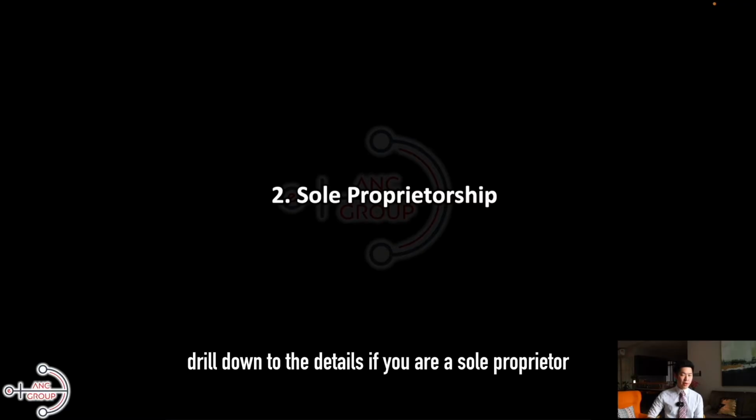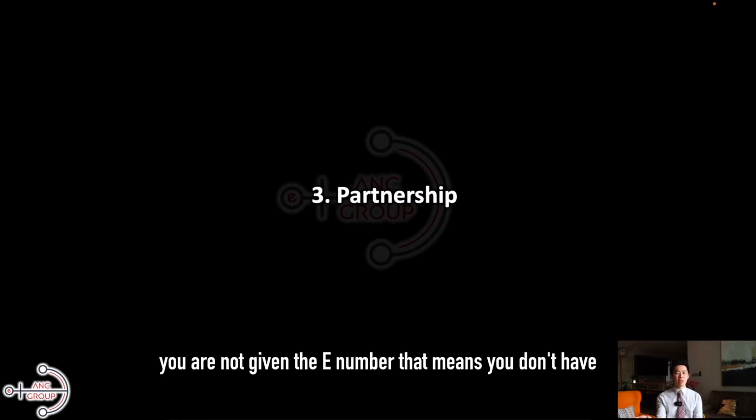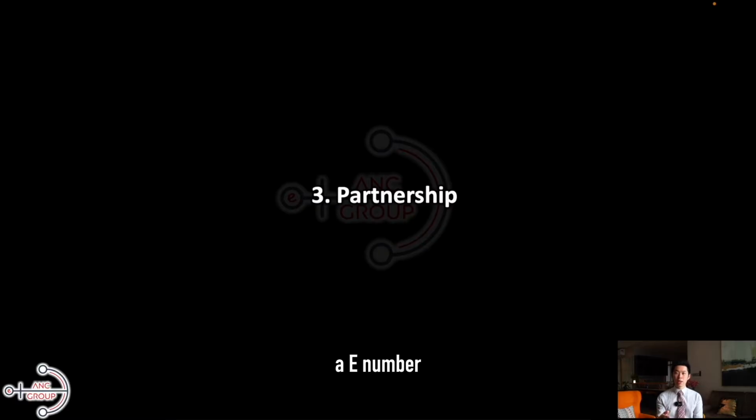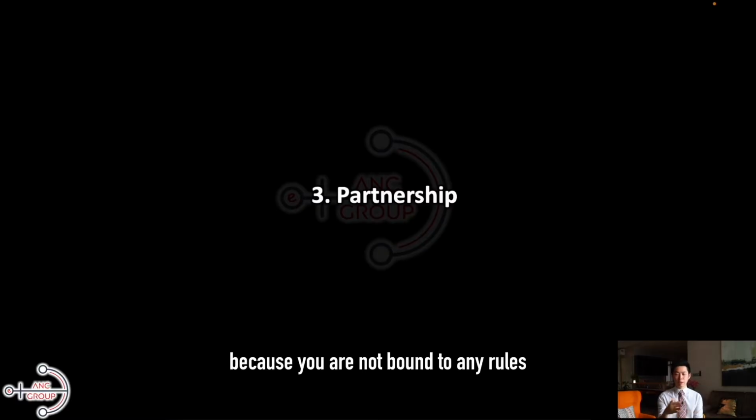If you are a sole proprietor or a partnership, my view is if you do not have any employees, you can choose not to submit, provided you are not given an E number. That means you don't have an E number and you do not have any employees, you can choose not to submit, because you are not bound by any rules. There is no employee in your company, so you are not required to submit.